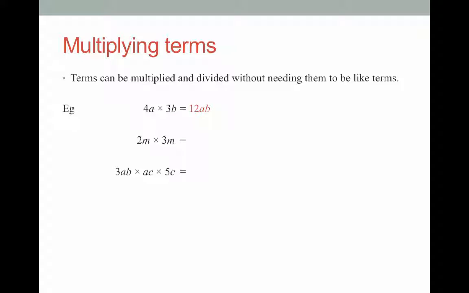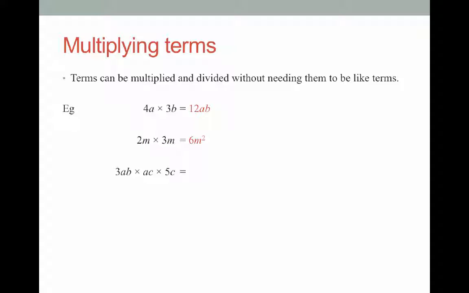Let's look at example number 2. 2m times 3m. Again, we're going to multiply the numbers together. So 2 lots of 3 is 6. And then we're going to multiply the letters together. Now when you're multiplying two letters that are exactly the same, we can simplify that to m squared. Don't write it as mm because that's not a simplified version that we will accept.